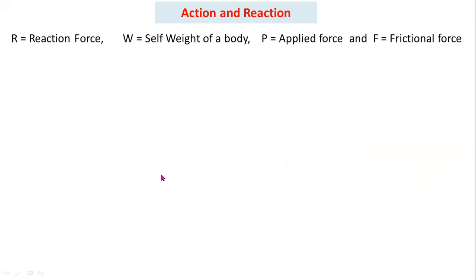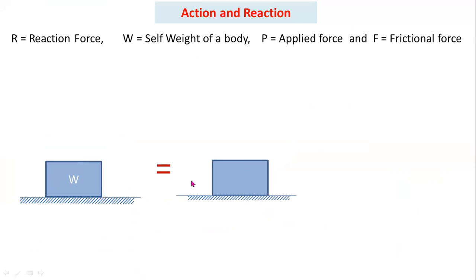Now coming to another example. Now this is a rough horizontal plane. Now I am considering a rectangular block of weight W. W is the action of the body. This self weight W always acts vertically downwards.